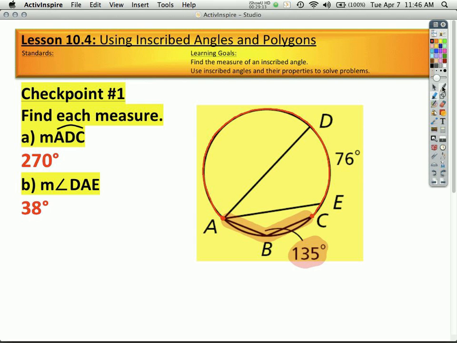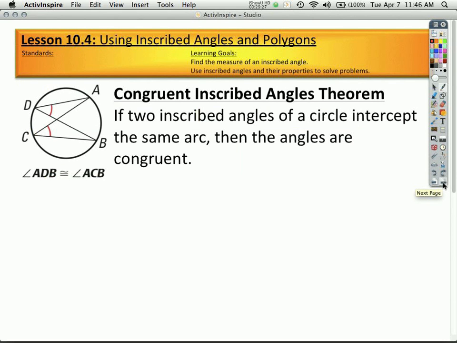Any comments, questions? Kassar, do you see it now? Danielle, you see it now? Good. Any observations or concerns? All right? So now, congruent inscribed angles theorem. If you have 2 inscribed angles that have the same intercepted arc, then the 2 angles are congruent to each other.